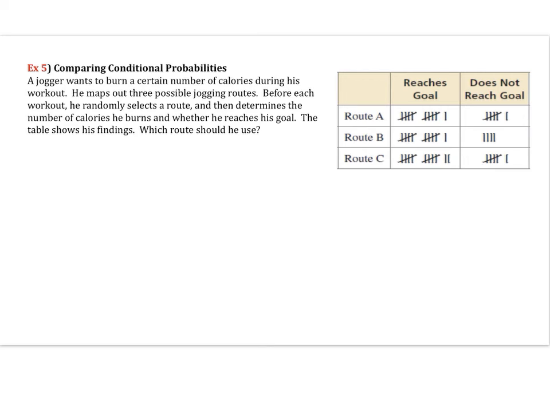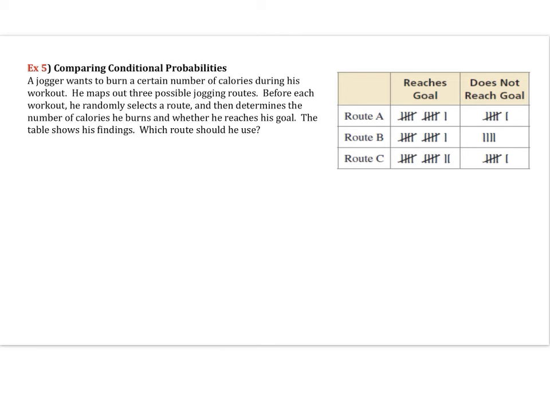Then our last example, comparing conditional probabilities. We've got a jogger that wants to burn a certain number of calories during his workout. He maps out 3 possible jogging routes. For each workout, he randomly selects a route and then determines the number of calories he burns and whether he reaches his goal. So the table shows his findings. Which route should he use?